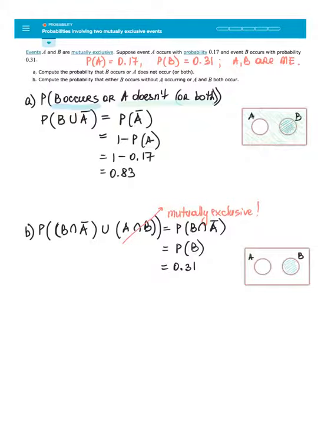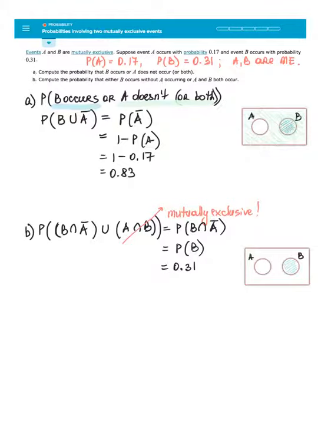Events A and B are mutually exclusive. Suppose event A occurs with probability of 17/100 and event B occurs with probability of 31/100. Compute the probability that B occurs or A does not occur or both. First of all, I would like to summarize what we know. Probability of A is 17/100, probability of B is 31/100, and A and B are mutually exclusive. The first statement asks us to compute the probability that B occurs or A doesn't occur or both happen.